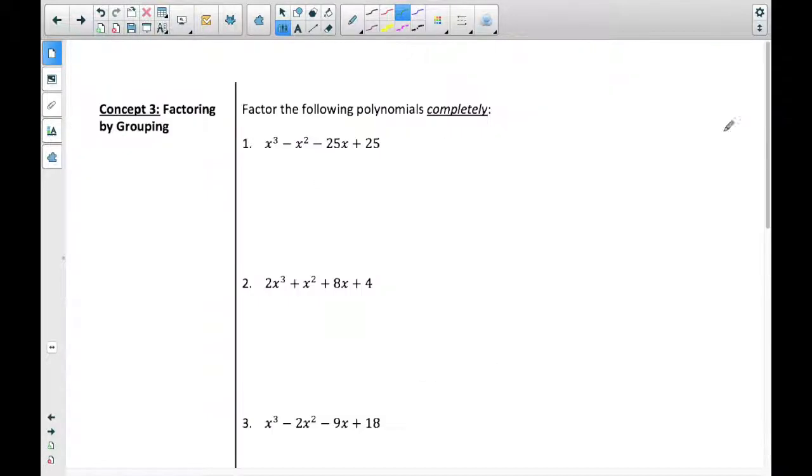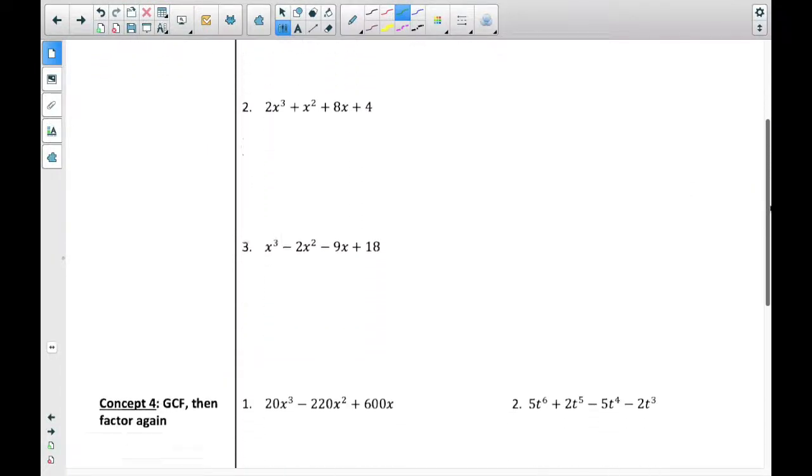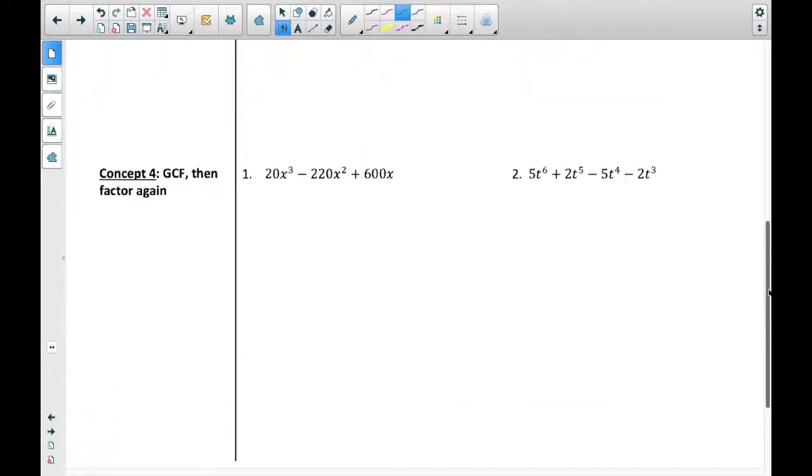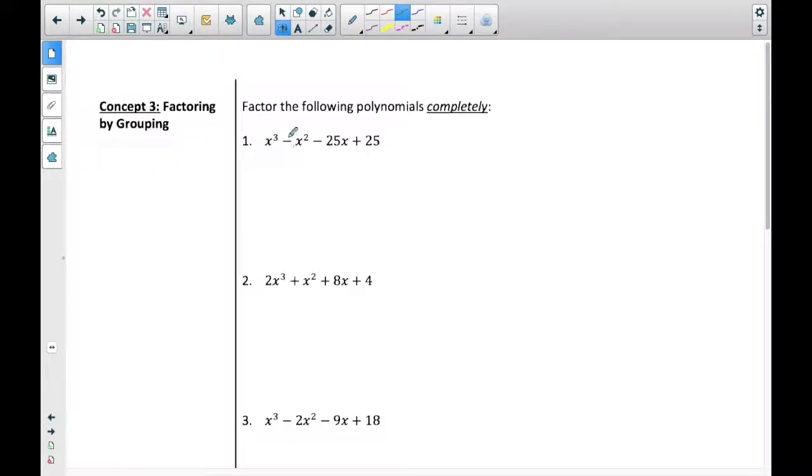Let's turn the page. We have a lot of different kinds of factoring. Today we're just going to talk about 2 different kinds of factoring: factoring by grouping, and then later the GCF. Factoring by grouping is a lot like splitting the middle term. When we get into the middle of it, you'll see what I mean and how similar it is to splitting the middle term.